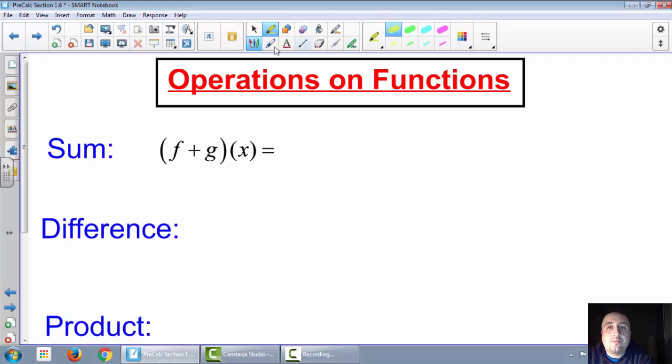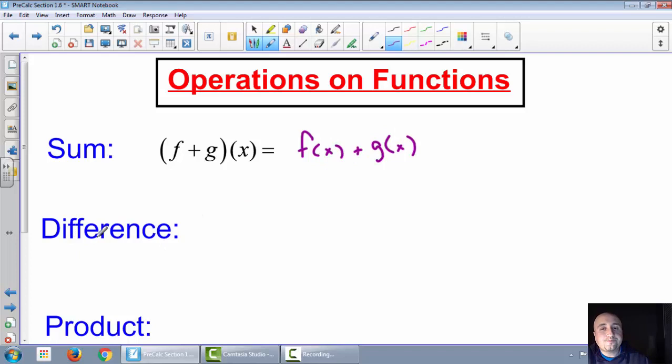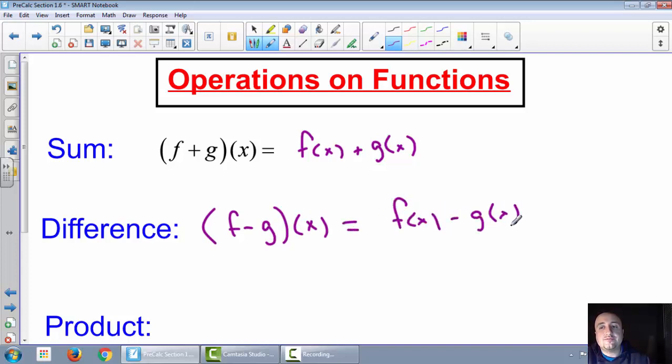All right, so the operations that we are going to talk about, we have some. So this is the form of what functions look like when you're adding them. So this is saying you're going to take your f function and you're going to add it to your g function. Or we could write it f of x plus g of x. Okay. Difference, meaning subtract, is we are going to write it with a subtraction sign, which means we're going to take our f function and subtract our g function.